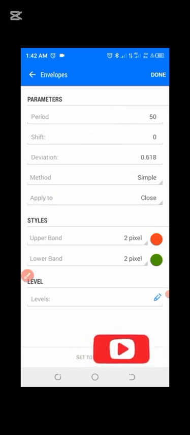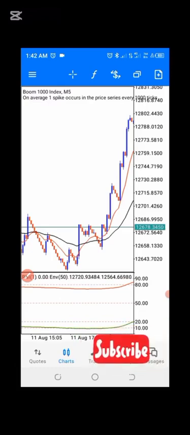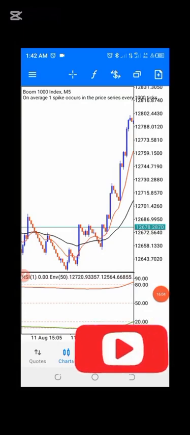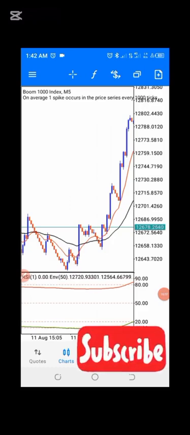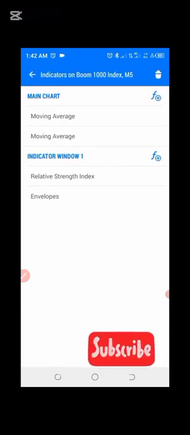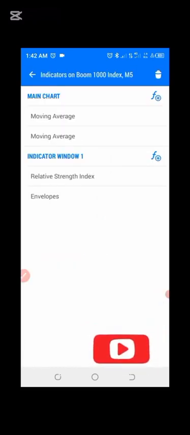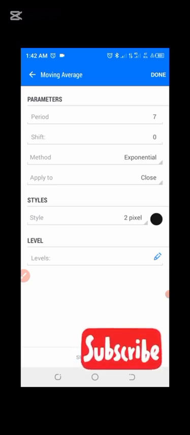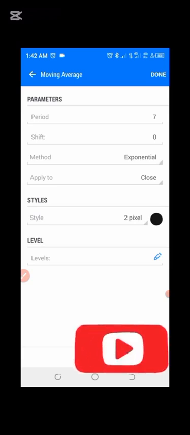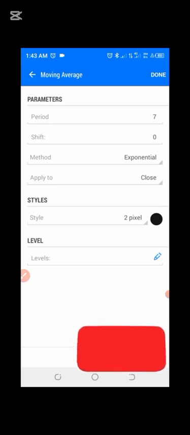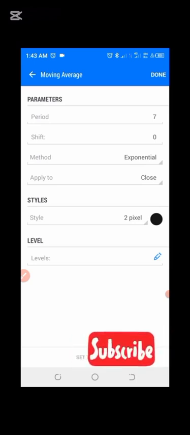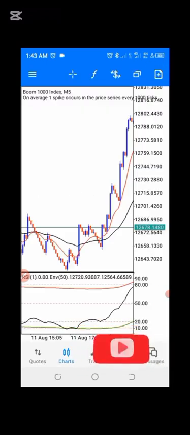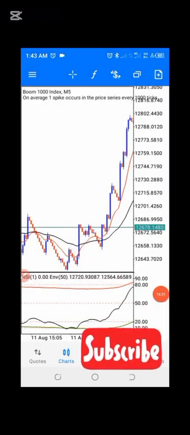Right, so the final indicator we are going to be adding is our moving average. So you click on this F plus again. Now don't forget we are still using indicator window 1. Then you click on moving average. So the period is 7, shift is 0, method is exponential, apply to close. Then the style is 2 pixel, and the color is black. So once you are done, you click on done. As I don't want the video to be too long.